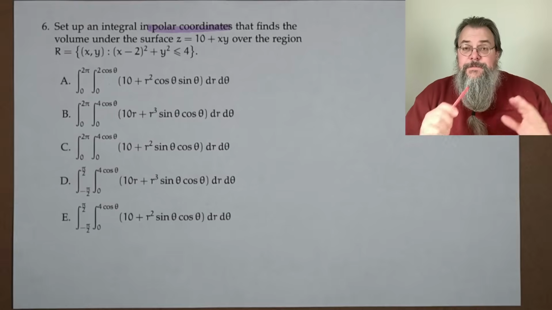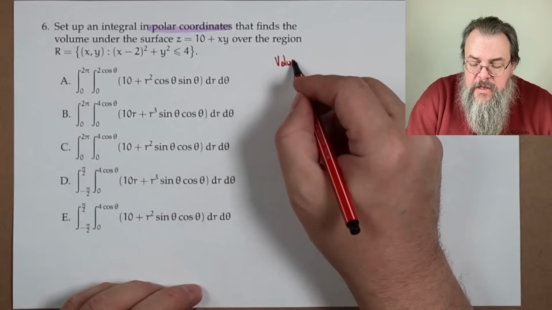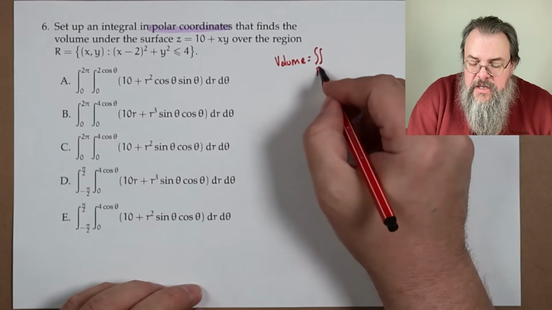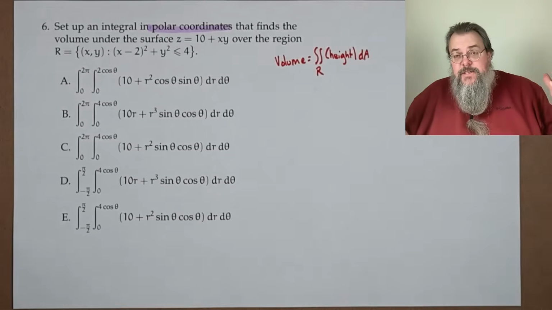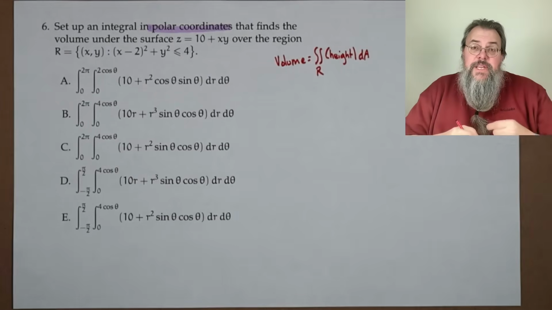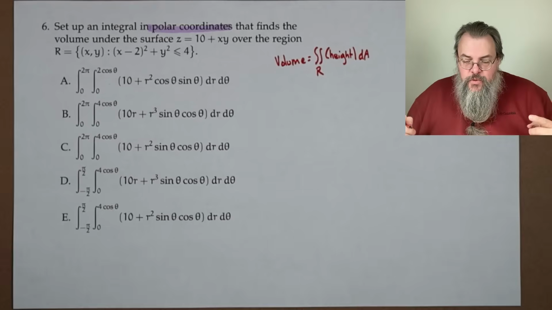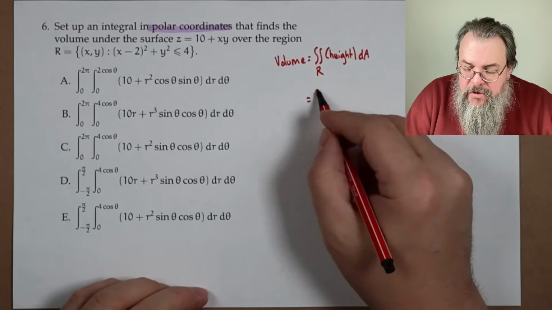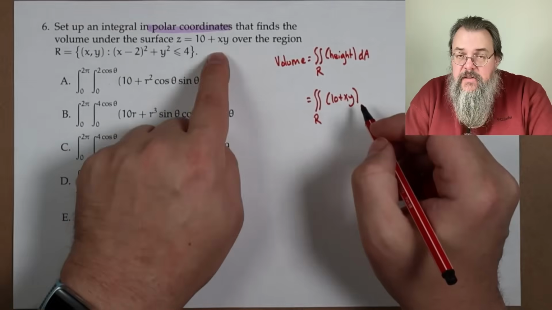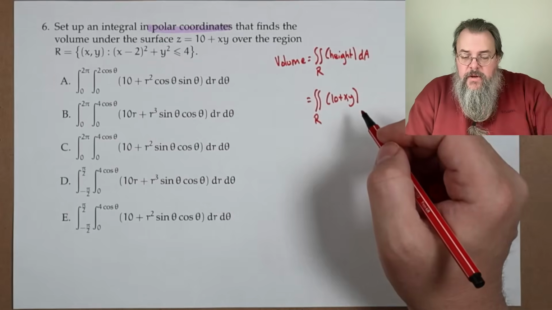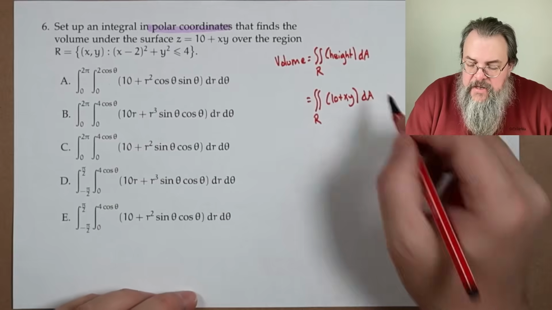Now, we're asked to find volume. So we can start by saying, well, the way we find volume is we integrate over our region our height. If you take height times area, that's a piece of the volume, the volume over that little piece. You add up all those little pieces of volume, there's your total volume. So that means we're integrating over our region 10 plus xy, because our height is the surface, going from the surface over the region, from 10 plus xy down to 0. And dA. All right, great.